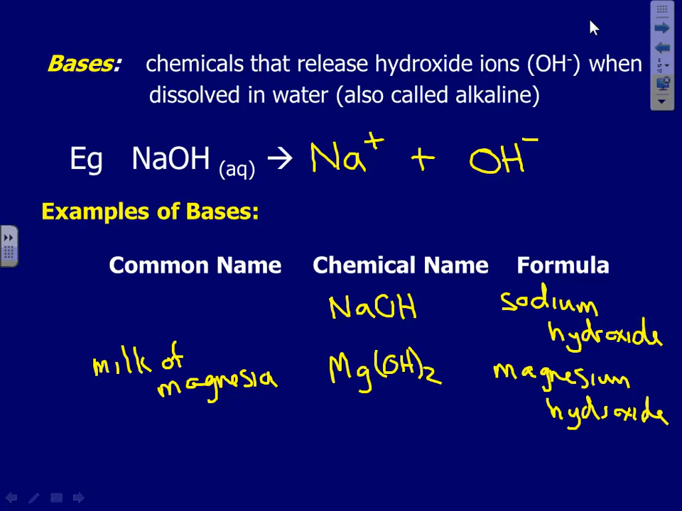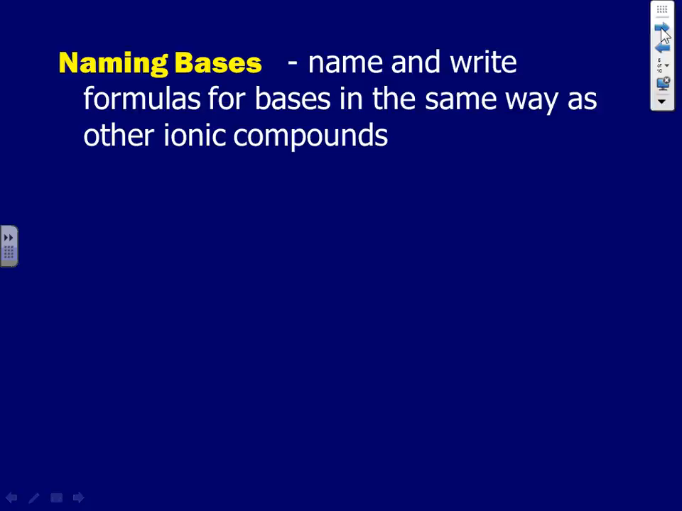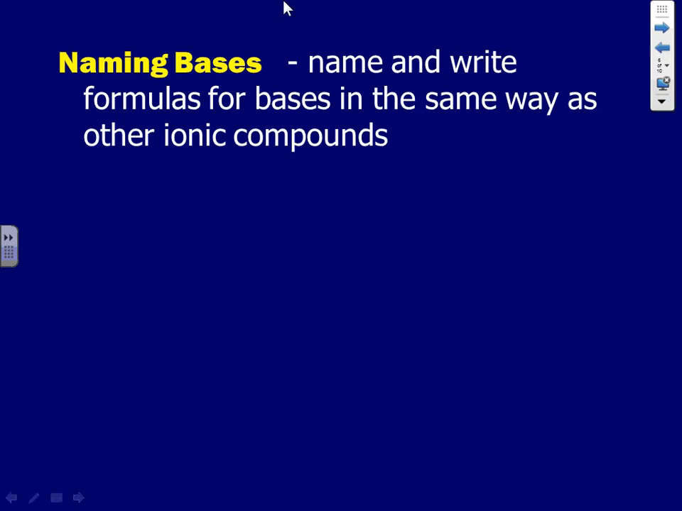Bleach contains something called sodium hypochlorite, and that also is very basic. That can be dangerously basic if you have concentrated bleach. And again, it doesn't contain a hydroxide in its molecule, but in the end, when you dissolve it in water, a chemical reaction takes place that produces lots of hydroxide. Okay, so naming bases is very simple. We name them just as we would name ionic compounds.